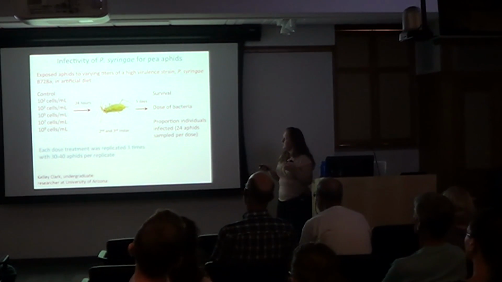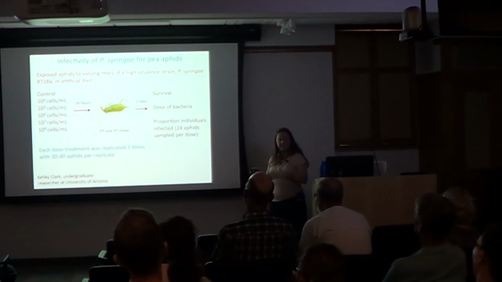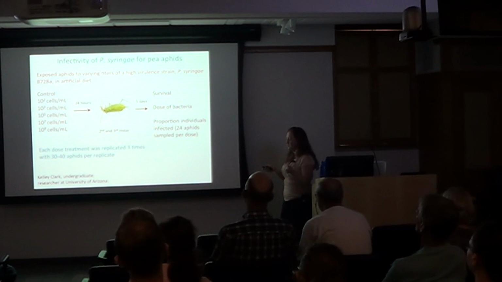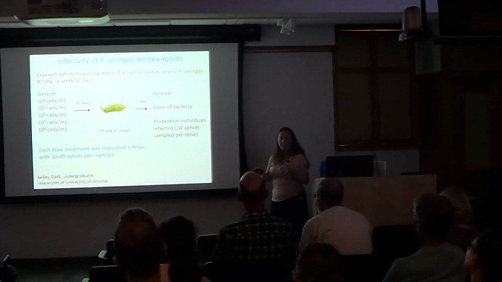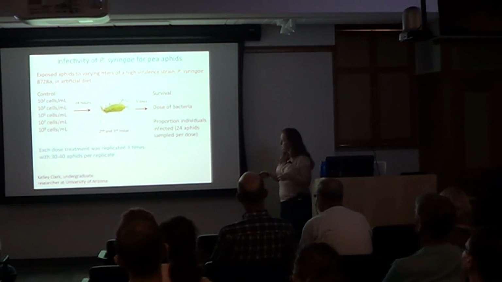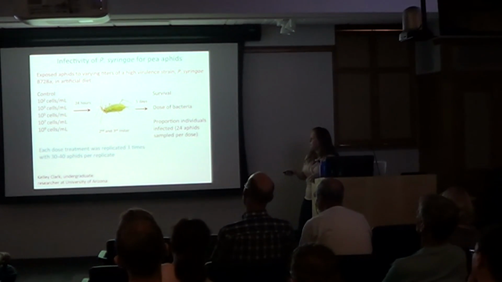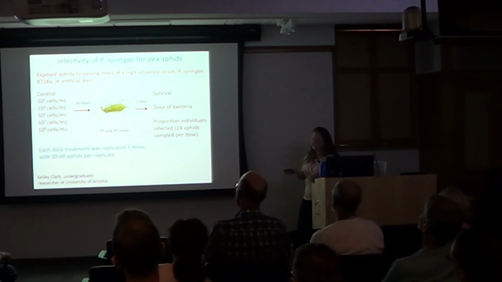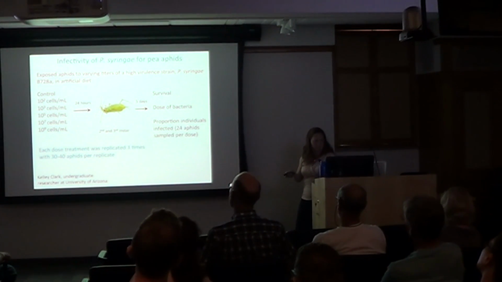At the end, we tested to make sure that we knew exactly what the bacterial dose was, that we tested the diet that they'd been feeding on. And we also took a proportion of some of the individuals and sampled them for infection to find out what proportion were actually infected. And this was replicated 3 times with 30 to 40 aphids in each treatment at each replicate. It's a lot of dead aphids.